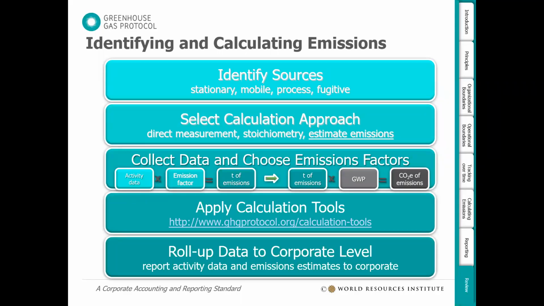Once those basic elements of inventory design are in place, then a company can proceed to calculate its emissions. This process involves 5 key steps. And the first then is to identify emission sources, which essentially involves determining whether they're a stationary, mobile, process, or fugitive emission source, and then to identify an appropriate calculation approach.